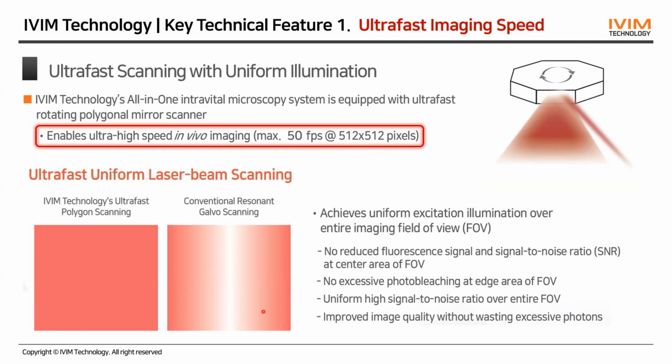Otherwise, other competitors' microscopes usually have the galvano scanning system, which cannot get uniform excitation due to the unstable scanning speed of the resonance scanner over the entire field, which yields low quality imaging data with limited imaging speed as well.